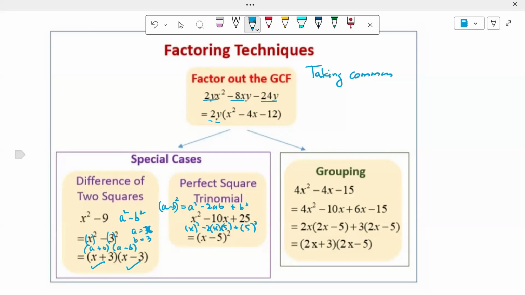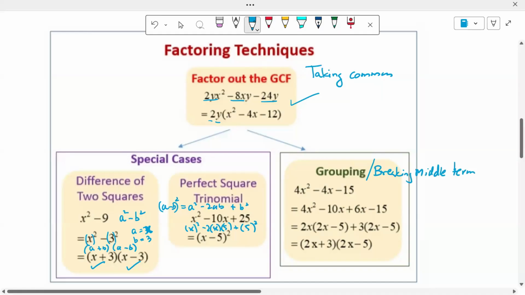Then next is grouping. Grouping is again somewhat similar to our taking common. When there were two terms, we can take common from two. When there were three terms, we can take common from three. Over here, there are three terms. And let's come to the last way. It's named as grouping, or in general terms, we may call it breaking middle term method.